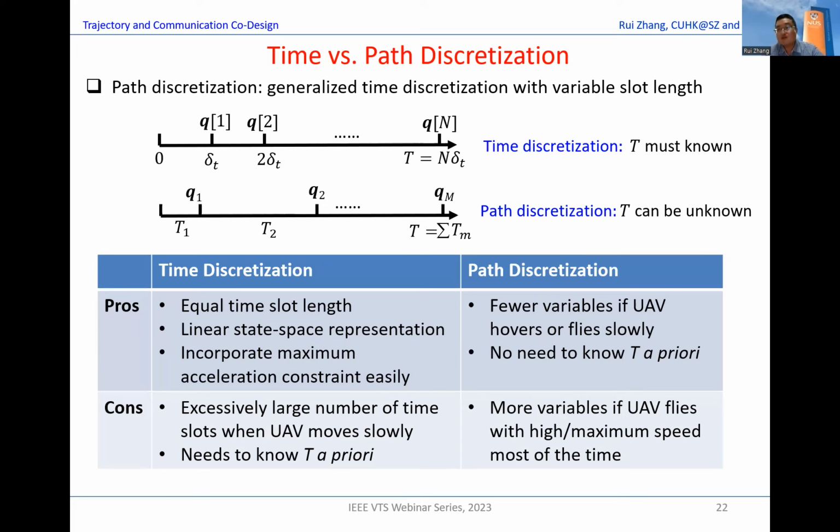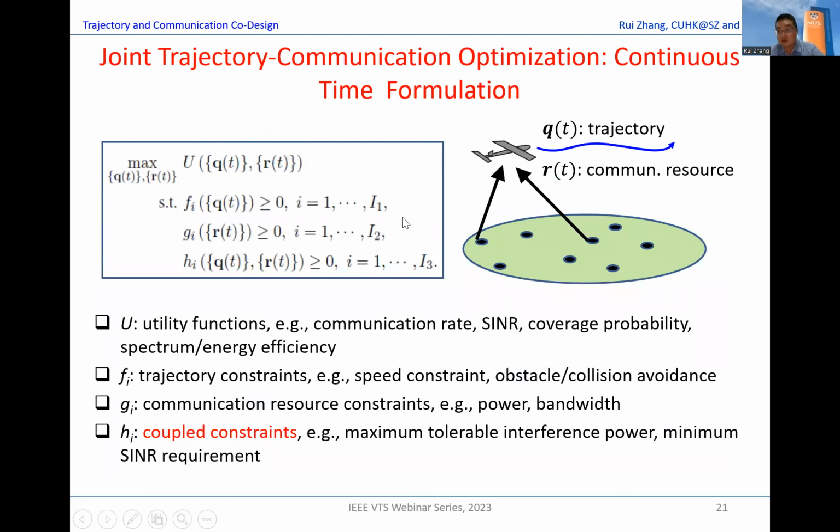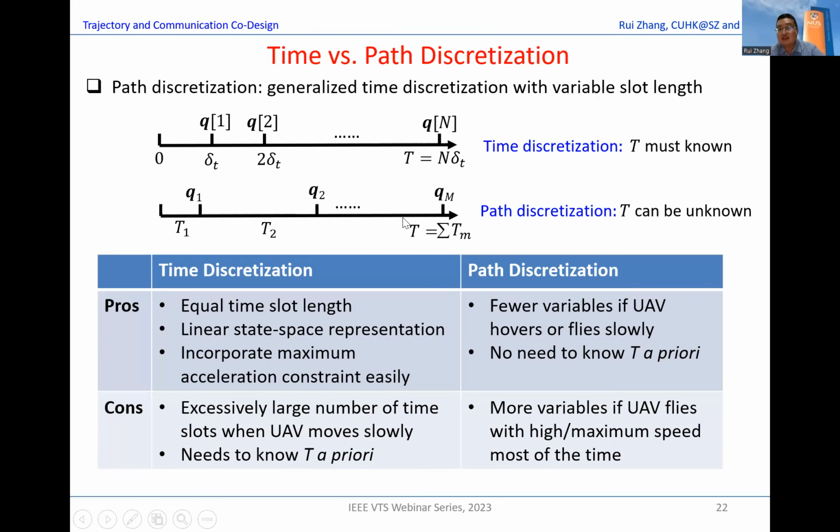This is because the number of Qs is going to be our design variable for the trajectory optimization. So this is not a very efficient way to represent the UAV trajectory in terms of minimizing the number of discrete random variables. So we propose another discretization. It's called a path discretization.